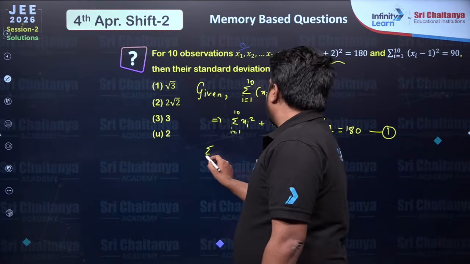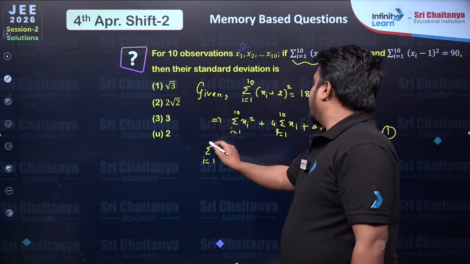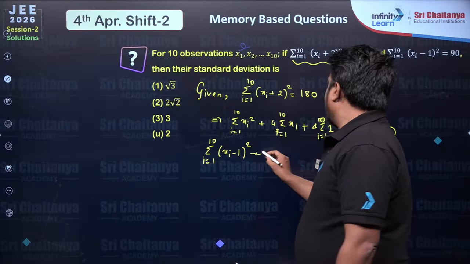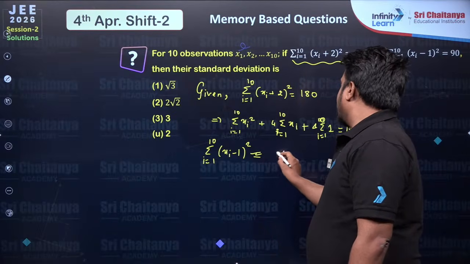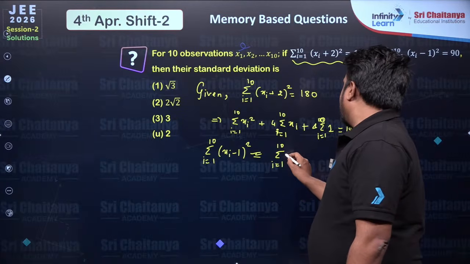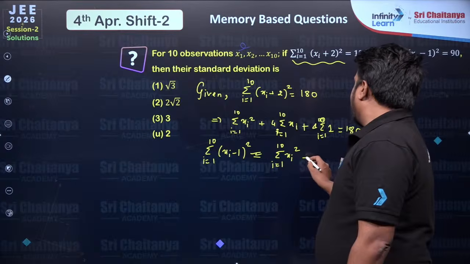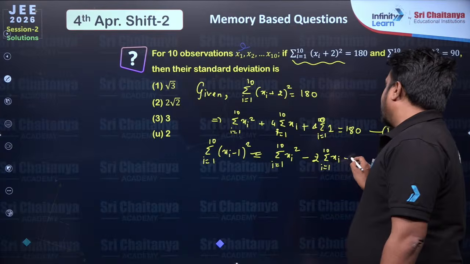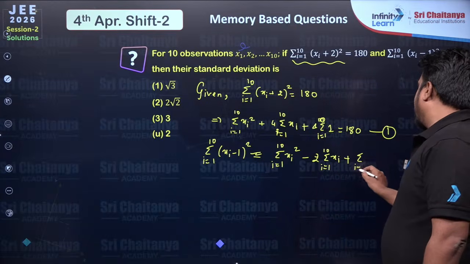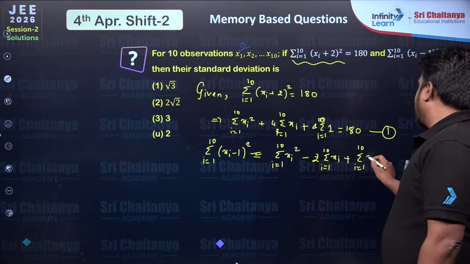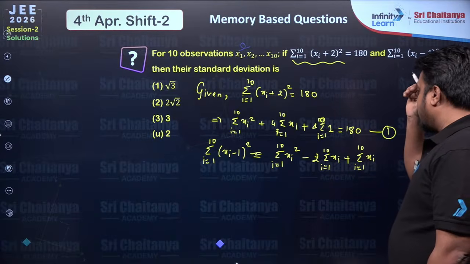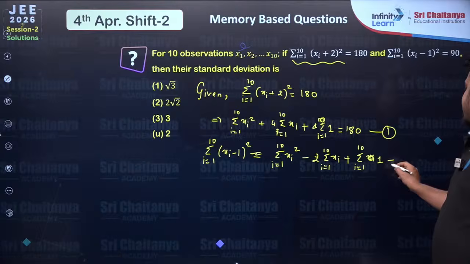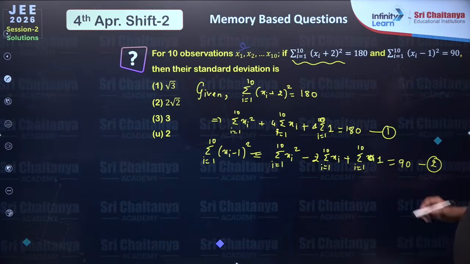Then the second equation, summation i equal to 1 to 10 of (xi minus 1) whole square, right? So this can be written as summation i equal to 1 to 10 xi square minus 2 times summation i equal to 1 to 10 xi plus summation i equal to 1 to 10 of, no, sorry, not xi, the last term will be 1. This is equal to 90. Let's make it equation 2.